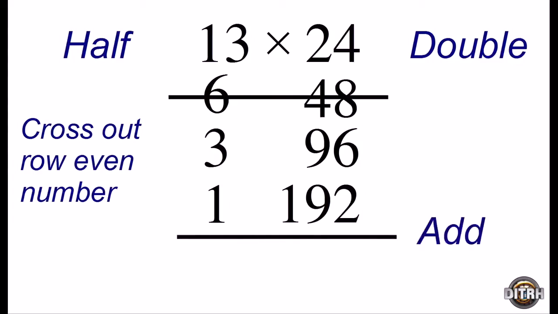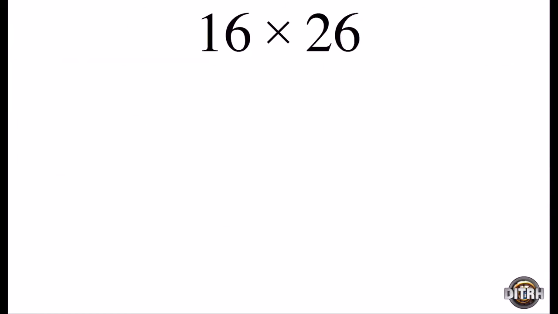The final step is to add the numbers in the right-hand column. So we need to add up 24, 96, and 192. And when we do that, we get the result of 312, and that's our answer. 13 times 24 is 312. Let's do another example to see how this method works. Let's say you wanted to do 16 times 26.